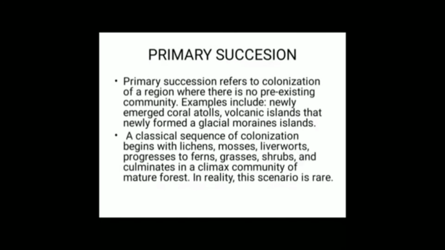Primary succession refers to the colonization of a region where there is no pre-existing community. Examples include newly emerged coral atolls, newly formed volcanic islands, and glacial moraines. A classical sequence of colonization begins with lichens, mosses, liverworts, progresses to ferns, grasses, shrubs, and culminates in a climax community of mature forests. In reality, this scenario is rare.